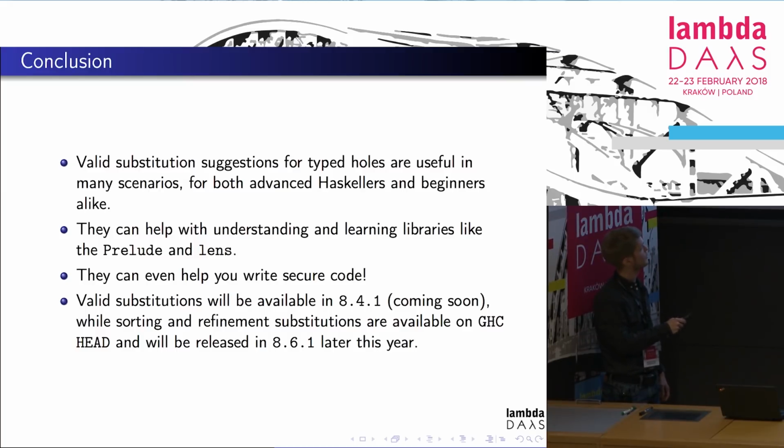And then there are more. The refinement substitutions are a later addition, and they'll be coming in 8.6, but they're already available on the head. So if you pull the GitHub repo and build it, you'll be able to use refinement substitutions, but you'll have to do all sorts of workarounds because of some proposals.